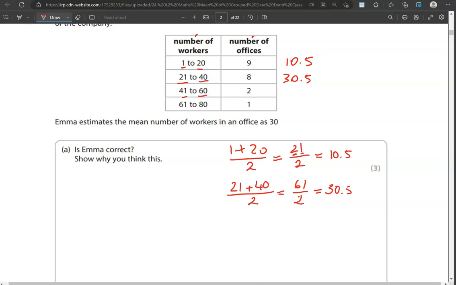Adding 41 and 60 and dividing by 2. That is 101 divided by 2. Half of 100 is 50, and half of 1 is 0.5, so 50.5.